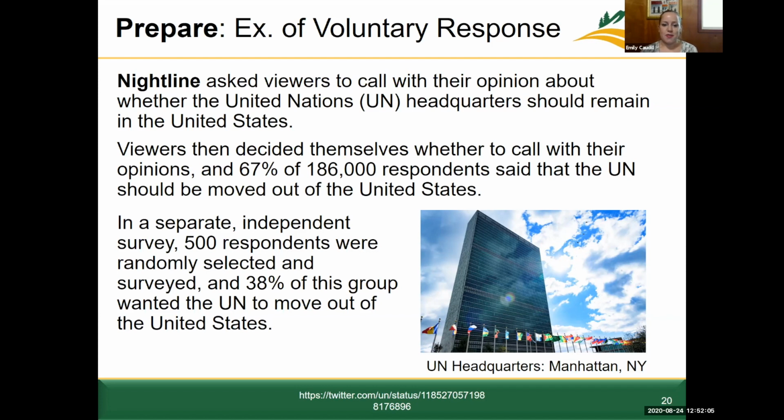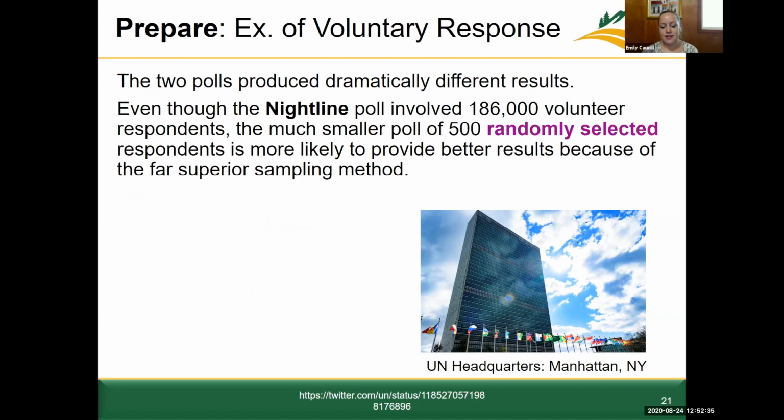So 67% of 186,000 respondents said that the UN should be moved out of the US. Okay. In a separate independent survey, 500 respondents were randomly selected and surveyed, and now 38% of this group wanted the UN to move out of the United States. It is really, really important to know that something that's voluntary based is going to be biased. Okay, so again, we see these two polls have very different results, right?